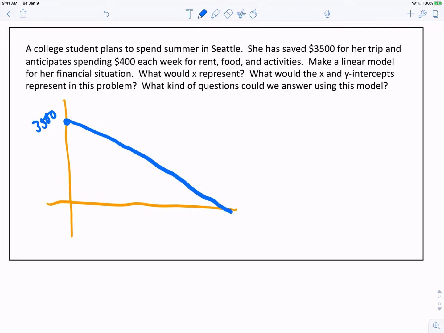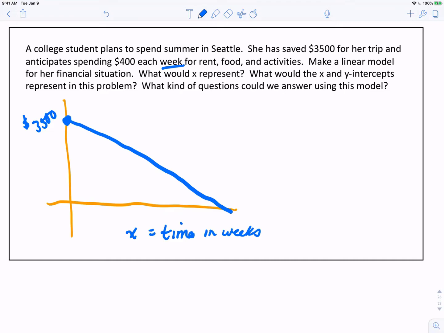Okay, so what would X represent? X would represent the time. And our unit of time is weeks. So time in weeks. So here's our linear model. X is going to represent the time in weeks, and then Y represents the amount of money that she has in the bank. What would the X and Y intercepts represent in this situation?